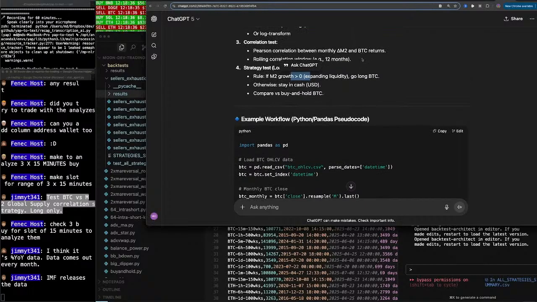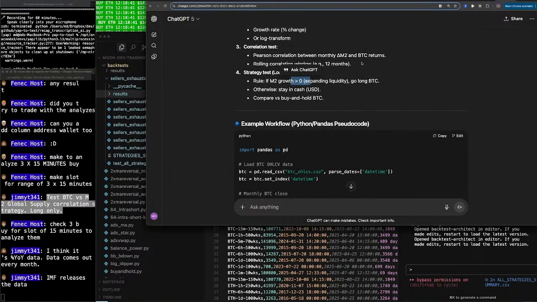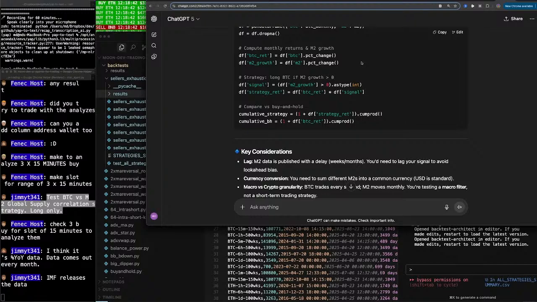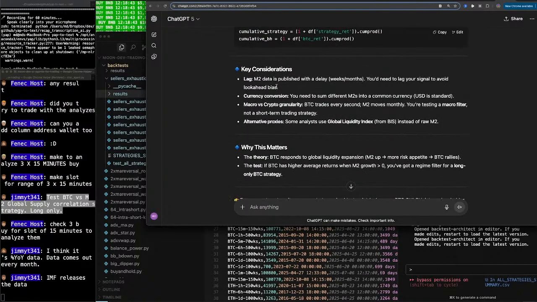This is what Arthur Hayes trades, right? So he's... Key considerations, lag: data is published with a delay, weeks or months. You'd need to lag your signal to avoid look-ahead bias.